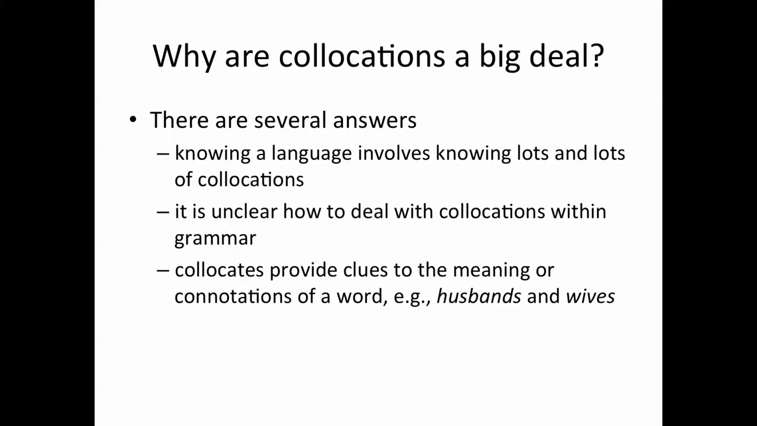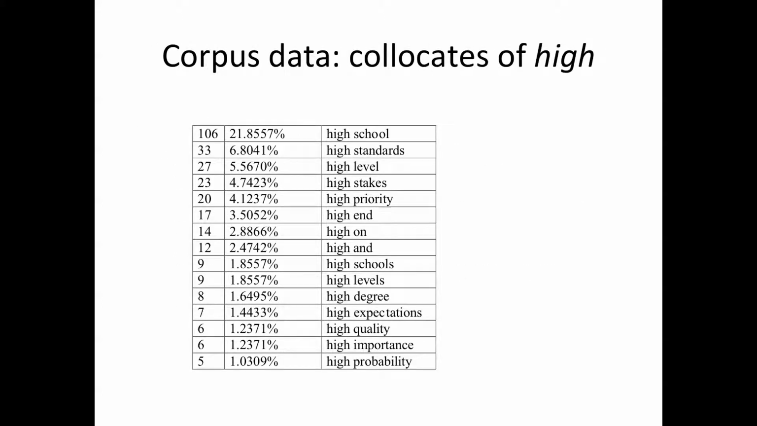So let's look at a little bit of collocate data, and here we'll just look at the collocates of high. So here I've taken the results out of the software and put them into a Word table, but the results are just as you find them in the software. So here the top collocate is high school, almost like a single word, and in this corpus that accounts for a fifth, 21% of the instances of high, and there's 106 examples.